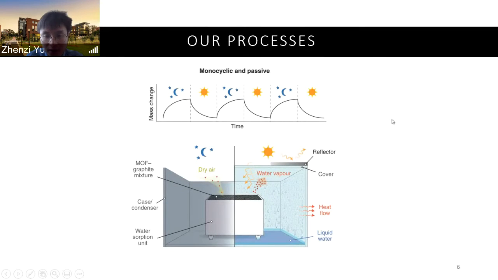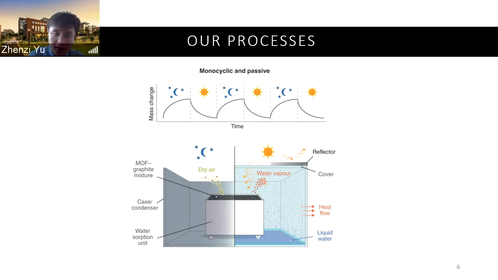And here are the processes for our products. There are two cycles. The first cycle is during the night. The water and carbon dioxide in the air will be absorbed into our material, which is a small graphite mixture, which is our product. And during the day, when the temperature increases, the absorbed water and carbon dioxide will be released back to the atmosphere in a more condensed form that we can use.